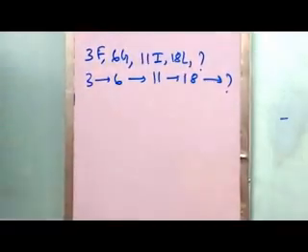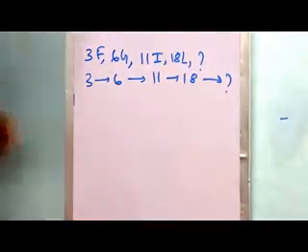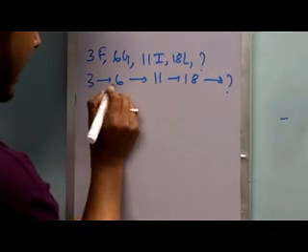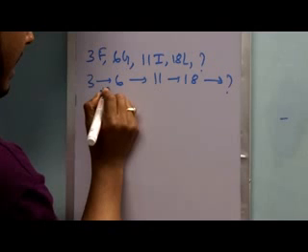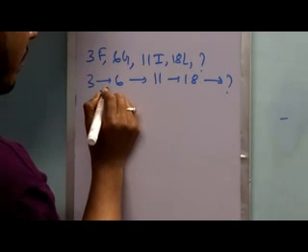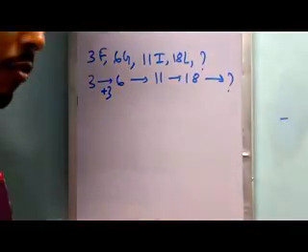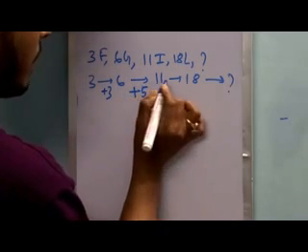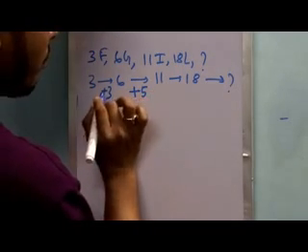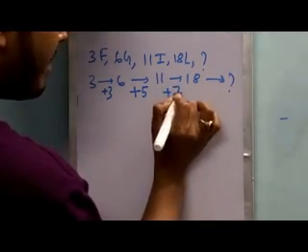What's the actual relation between the numbers? 6 comes after an increment of 3 positions from 3. So 3, 4, 5, 6. 3 plus 3 equal to 6. Similarly, 6 plus 5 equal to 11. So plus 3, plus 5. So obviously the next one will be plus 7.